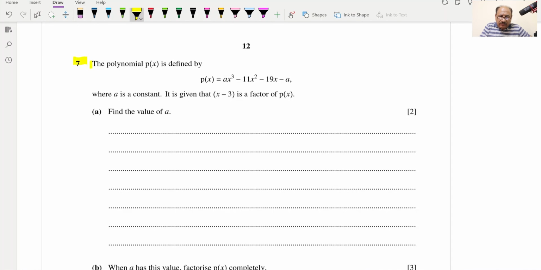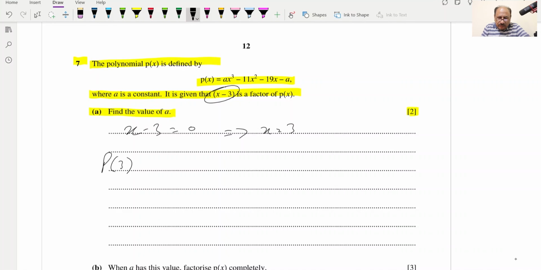Now question number 7. The polynomial p of x is defined, and this is the polynomial where a is a constant. It is given that x minus 3 is a factor of p of x. Part A, find the value of a. So the value of a we need to find. This is a 2 marks part. So we can take this one, x minus 3 is equal to 0. This implies x is equal to 3, and p of 3 we will be finding.